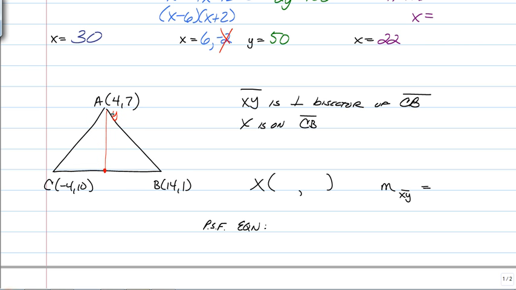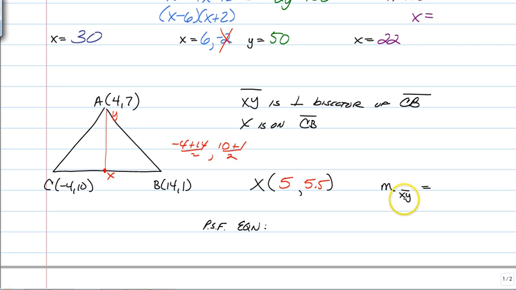And what we're going to do is we have to find a couple of things. We have to first find what the coordinates of x are. Now remember, a perpendicular bisector means it cuts a side in half. So that means x would be your midpoint. So negative 4 plus 14 divided by 2, comma, 10 plus 1 divided by 2 is going to give you a coordinate of 5, comma, 5.5.